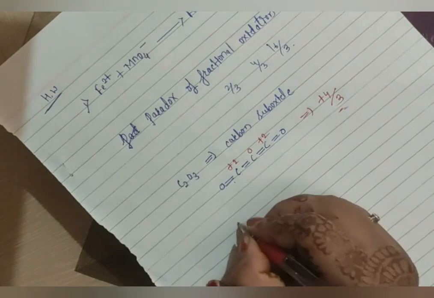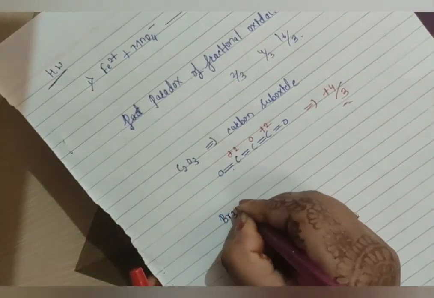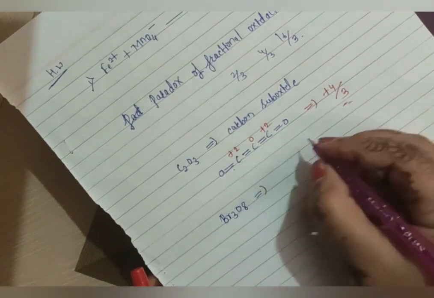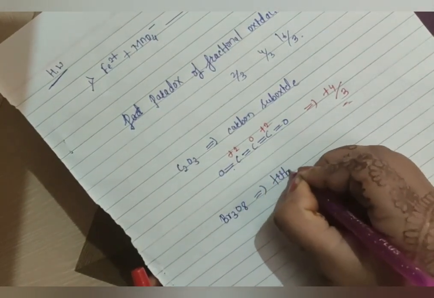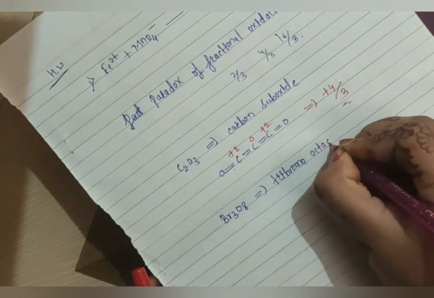Again they gave one example, like Br3O8. What is the name of this compound? Tribromine octaoxide.